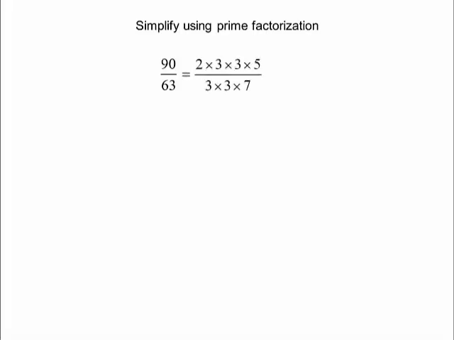The prime factors of 90 and 63 are what I have here. The 3's reduce, the other factors of 3 reduce, and we end with 10/7. Here's another one.